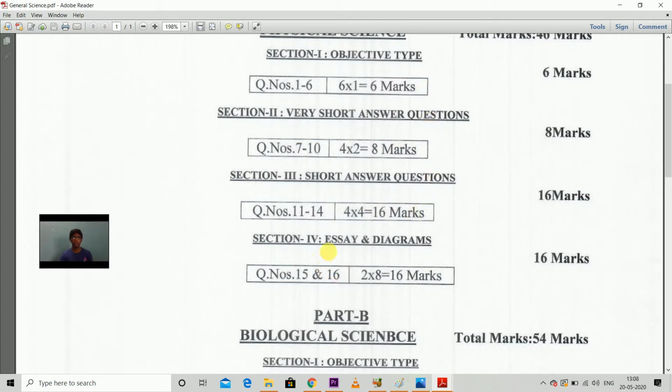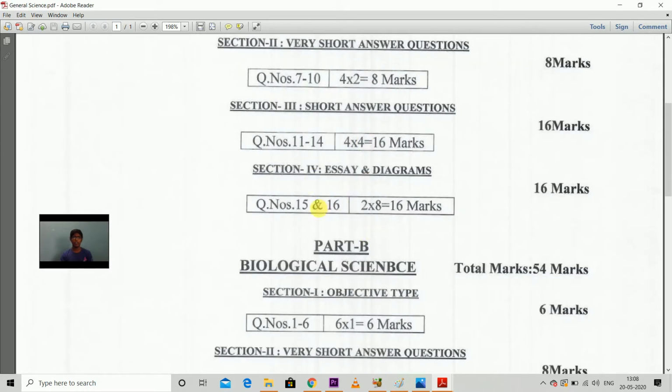Coming to section 4, you will observe essay type questions or diagrams. 2 questions are given, each carries 8 marks, so a total of 16 marks are allotted, and only in this section will you have an internal choice, so you can write any one. Options A or B like that. And it is the same for biology also.